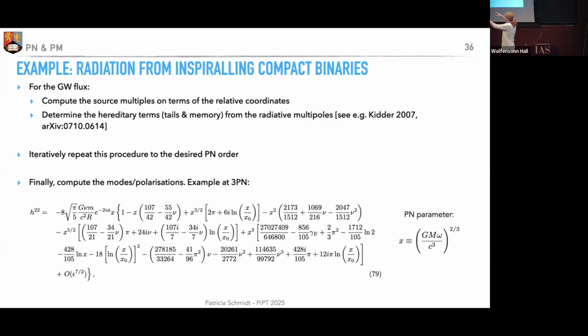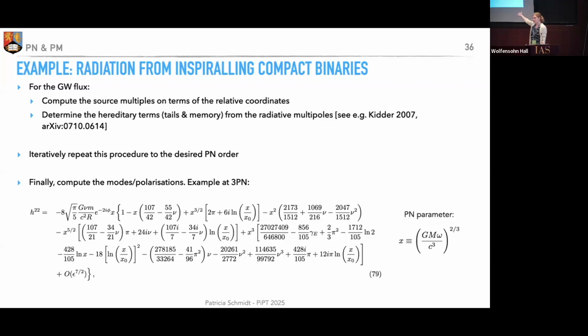But then there are tail terms, or hereditary terms, that occur at higher and higher order, which come from the self-interaction of the field. And this gets more complicated to compute. For those of you interested, Larry Kidder from 2007 has a really nice derivation of some of those at 2.5PN, I believe. And then eventually, after you've done this, you end up with your desired expressions.